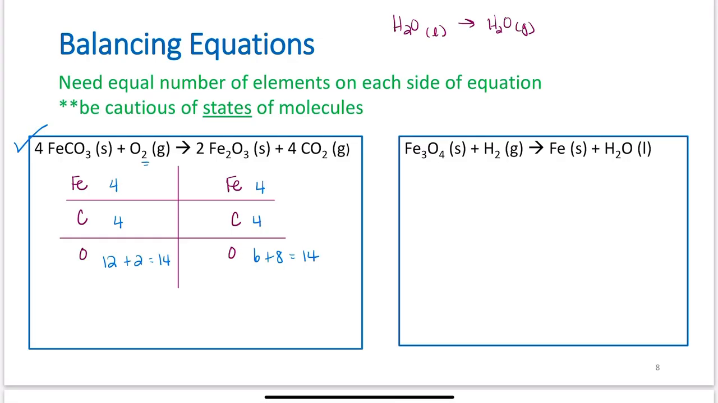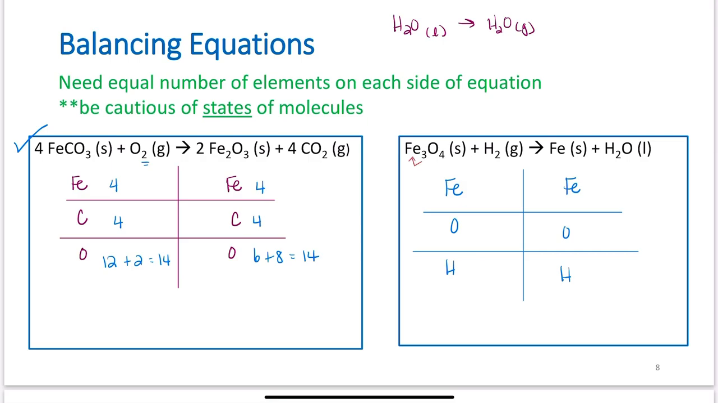What about the other one? Let's see. I've got iron, oxygen, and hydrogen. So I always write the elements in the same spot in the same order on the other side of the reaction. First up, I've got 3 iron here, 4 oxygen here, and 2 hydrogen here. When I look at my product side, I only have 1 iron, 2 hydrogen, and 1 oxygen. So it's clearly not balanced.